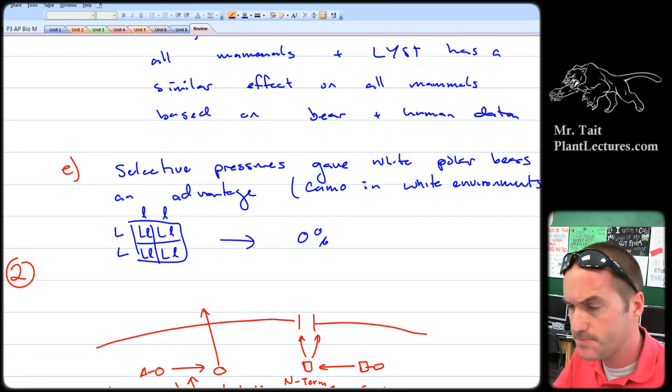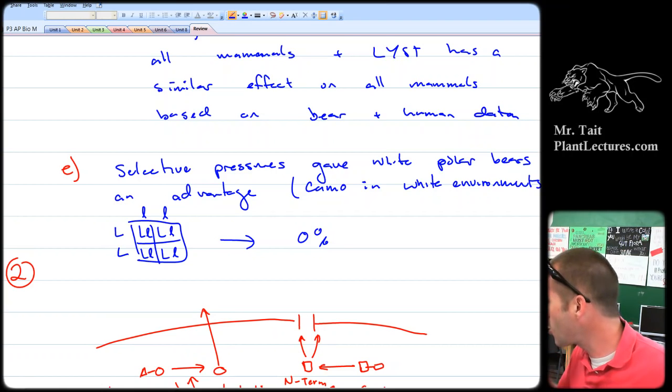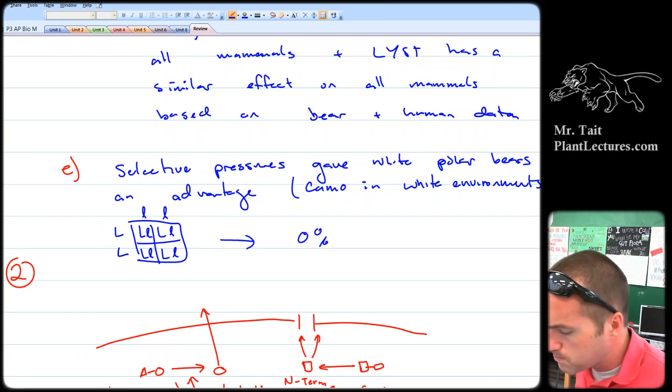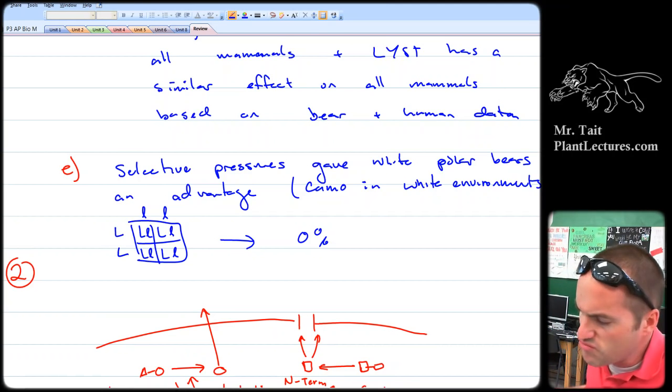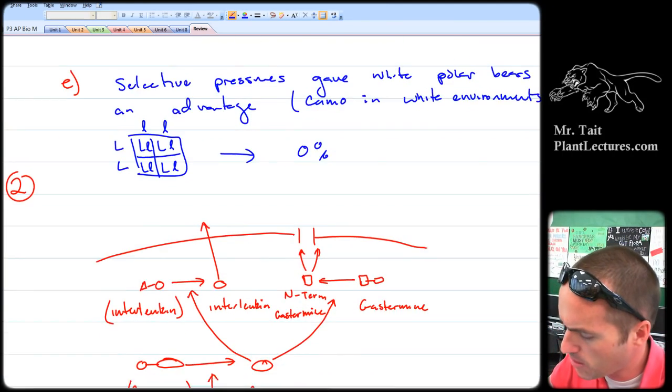What's up? For the list gene, could we say that the list gene coded for white fur in polar bears, so therefore the mice would have white fur? Sure. Yeah, I don't have a problem with that.